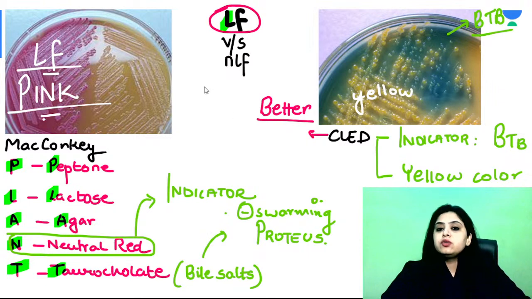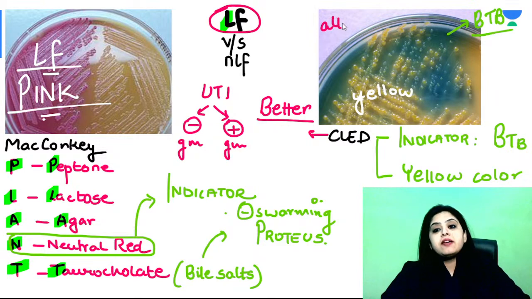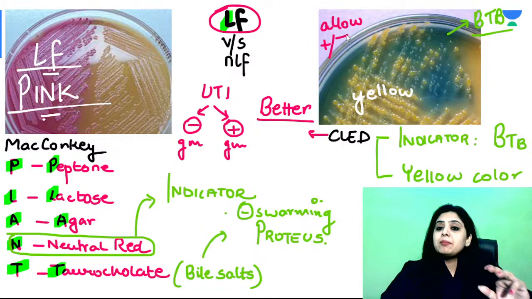Let's consider a case of urinary tract infection. Urinary tract infection is most commonly caused by gram-negative organisms, but it can also be caused by gram-positive organisms like even Staphylococcus, even Candida. So UTI can be caused by all. So CLED is more lenient. CLED allows everyone to grow. It will allow gram positive also to grow. It will allow gram negative also to grow. MacConkey, on the other hand, is only and only for gram negative. It doesn't allow the gram positive organisms to grow.